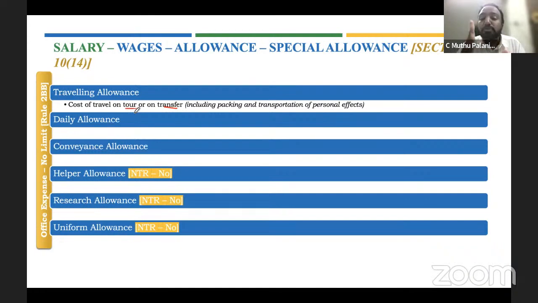It also includes packing and transportation of personal effects. If I'm transferring from Chennai to Mumbai, whatever I'm shifting, the packing charges and the transportation charges between Chennai and Mumbai, if my employer is giving me that, it is not taxable. And what about daily allowance?